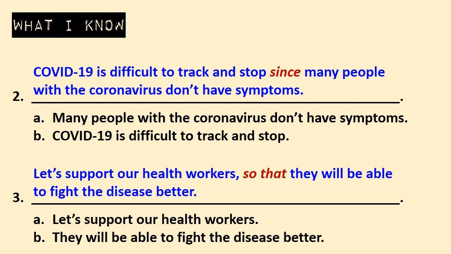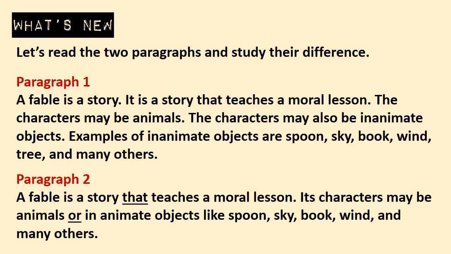Number 2. A. Many people with the coronavirus don't have symptoms. B. COVID-19 is difficult to track and stop. COVID-19 is difficult to track and stop since many people with the coronavirus don't have symptoms. Number 3. A. Let's support our health workers. B. They will be able to fight the disease better. Let's support our health workers so that they will be able to fight the disease better.